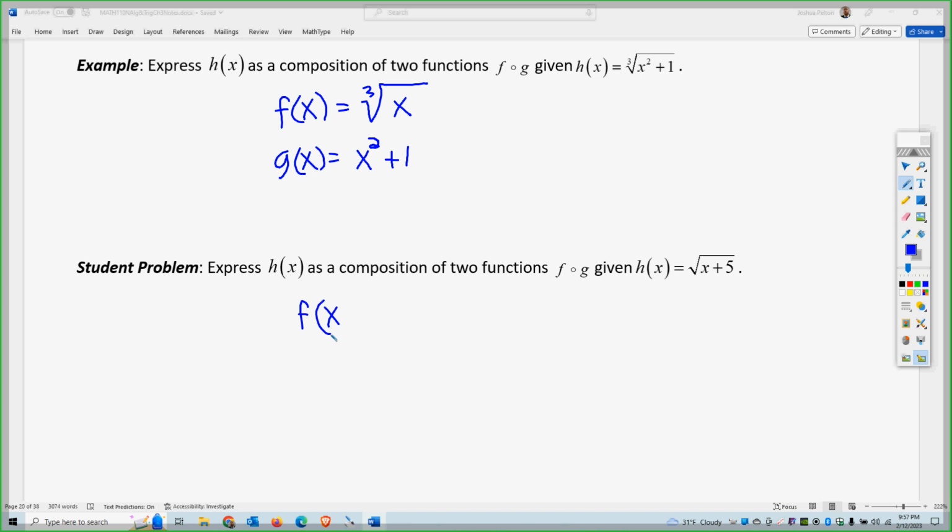Okay, so f of x could have been the square root of x, and then g of x could have been x plus 5, right? Because you're taking this, putting it into there, and it becomes the new h of x function. All right, that is the end of part 2.